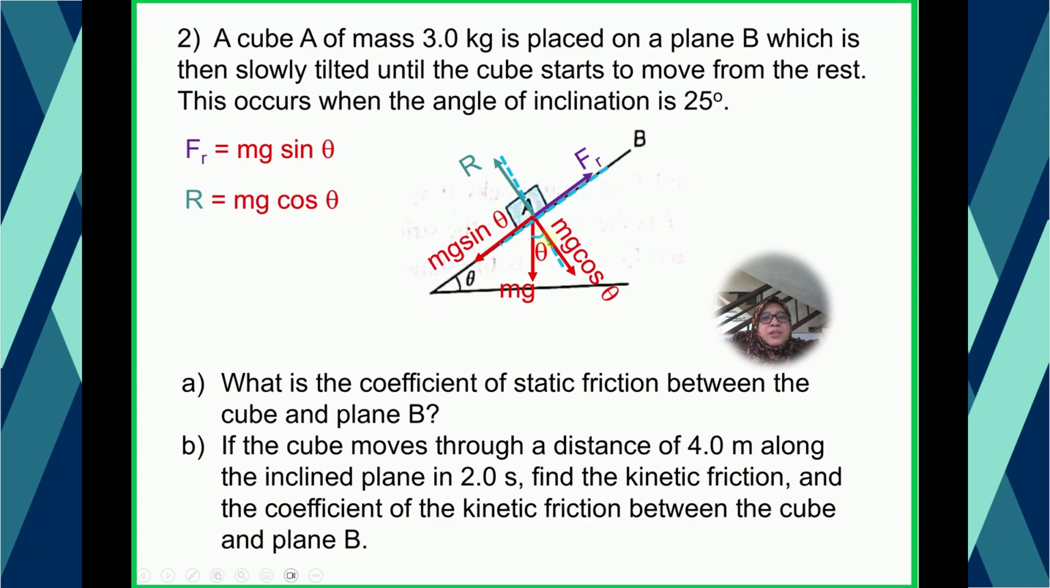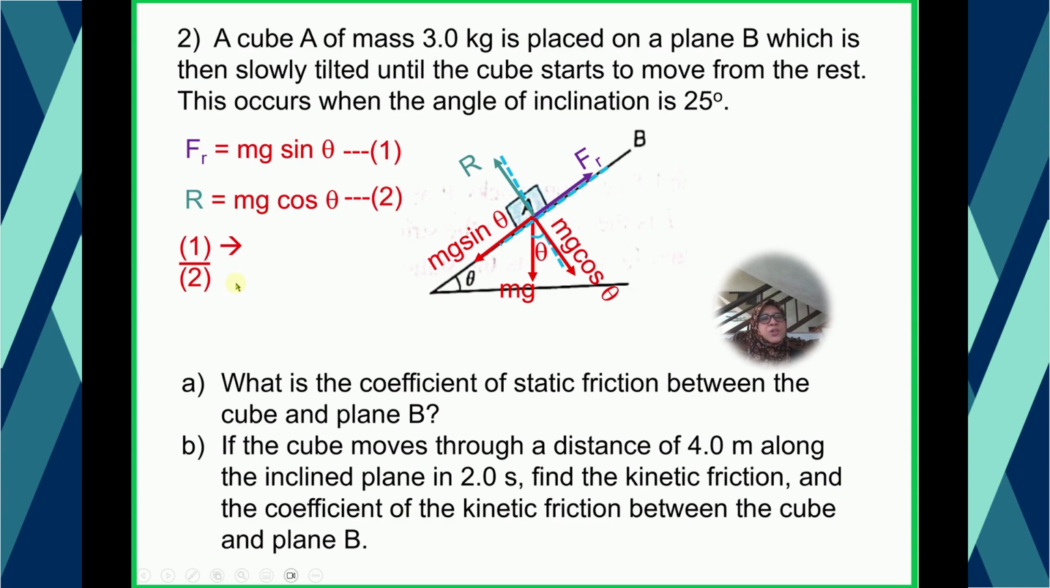From R here and mg cos theta, they are also equal. R equals mg cos theta because the block doesn't fly off, and also the block doesn't collapse the plane. That means it remains moving along the plane. So R and mg cos theta are equal. This is equation 1 and equation 2.